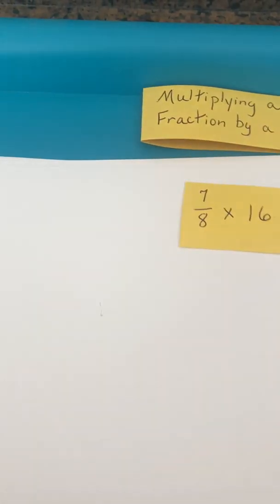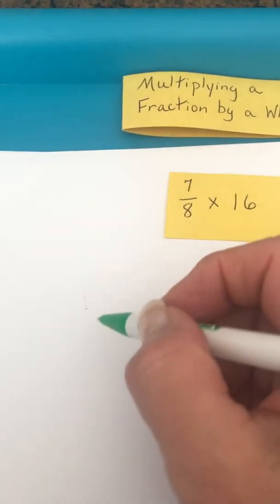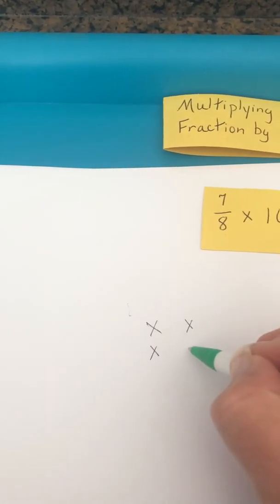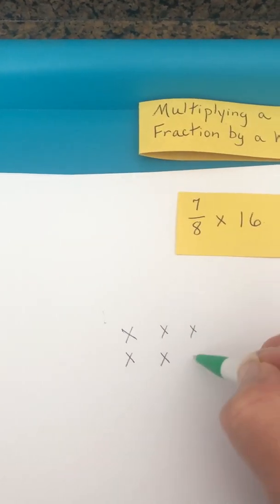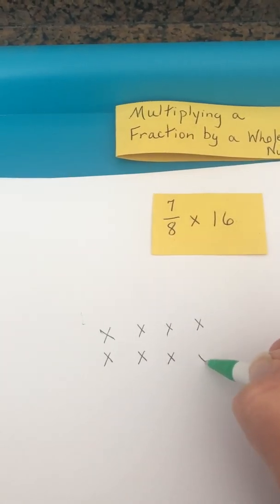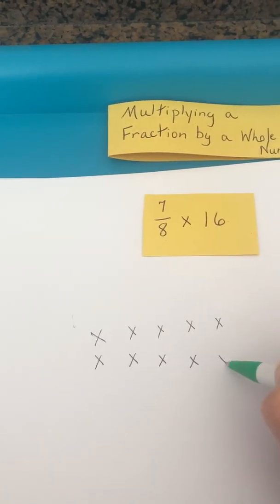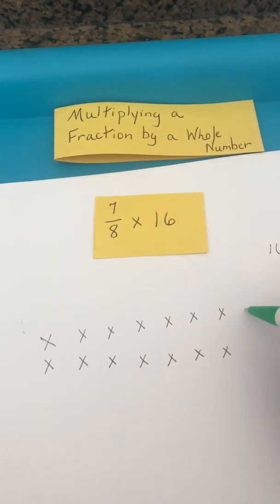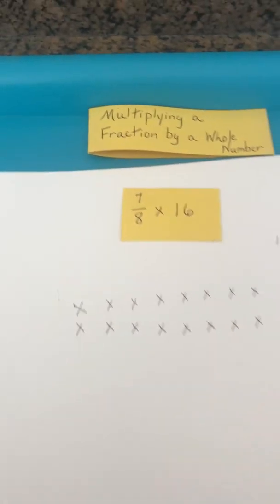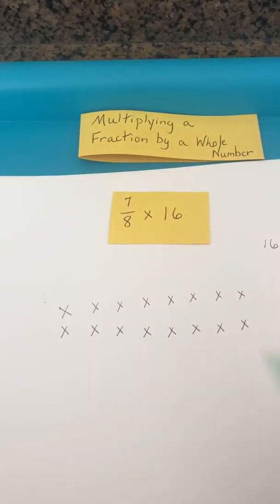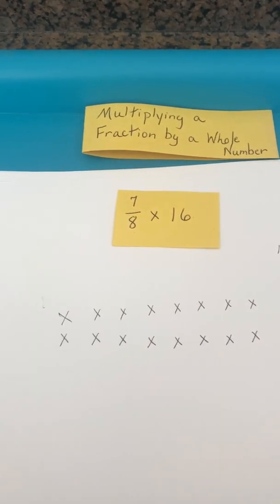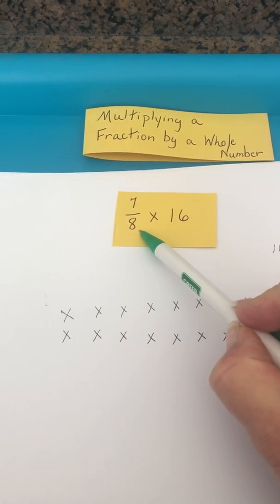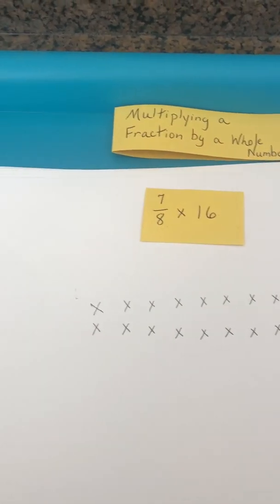Once again, I'm going to use X's. You can use squares or circles or whatever you want to do. There's the first group, the second group, the third group, fourth group, fifth group, sixth group, the seventh group, and the 8th group. And you can see I have 16 in my whole set, and I now want to make sure that they are into 8 equal parts, and they're all equal with 2 per group.